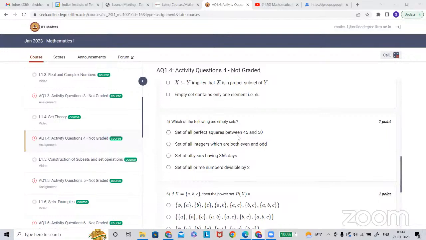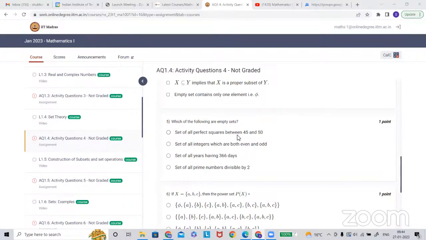So what is a prime number? Is 2 a prime number or not? Yes, sir. And a prime number, it is divisible by 2. So is this empty? Is it going to be empty? No, 2 is a prime number, and it is divisible by 2. So is this empty? No, sir, not empty.